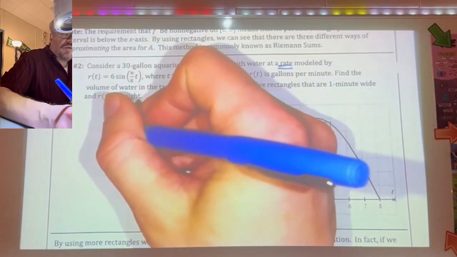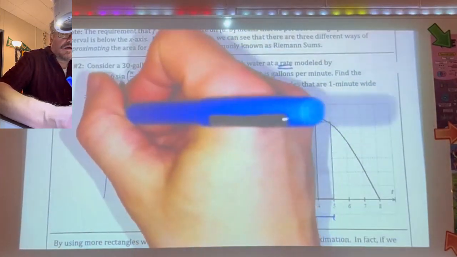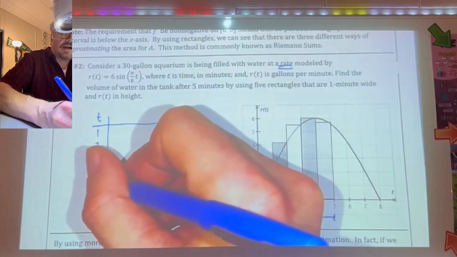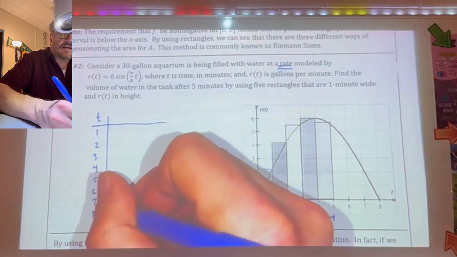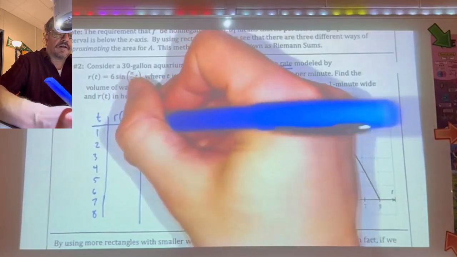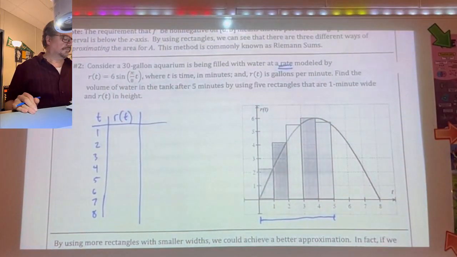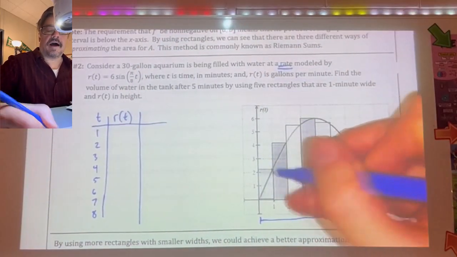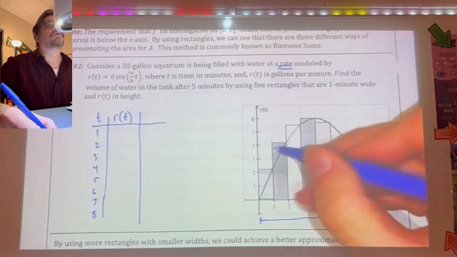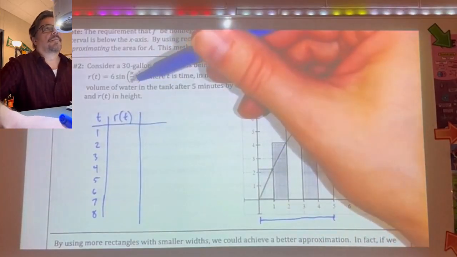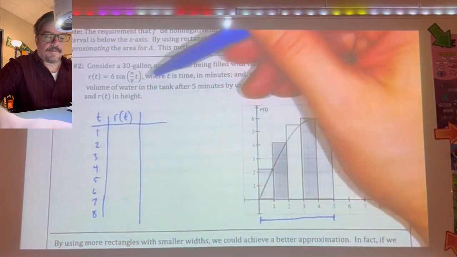Okay, let's make a table real quick. 1, 2, 3, 4, 5, 6, 7, 8. Then what we would do is we'd plug it in. So what would happen if I plugged in a 1? I get that height right there, right? Right here. So 1 goes into here. Bada bada bing.